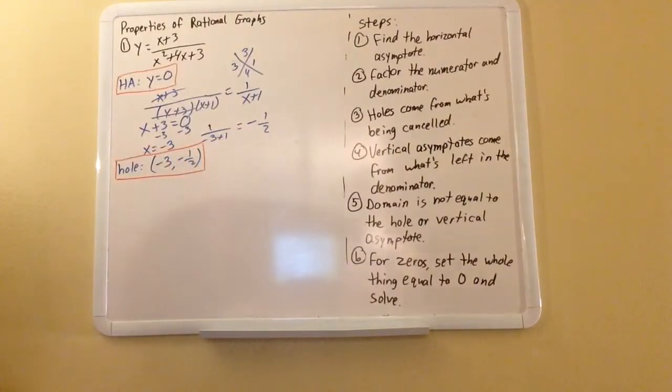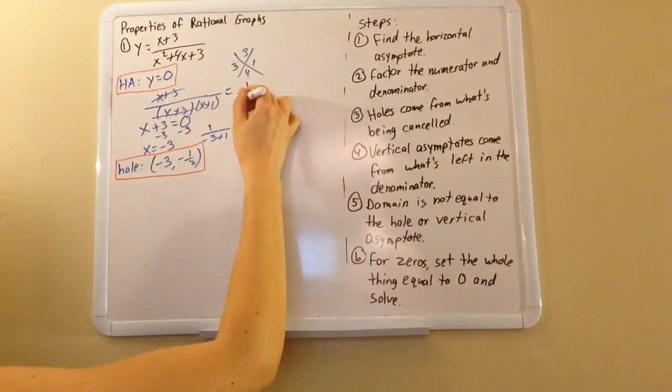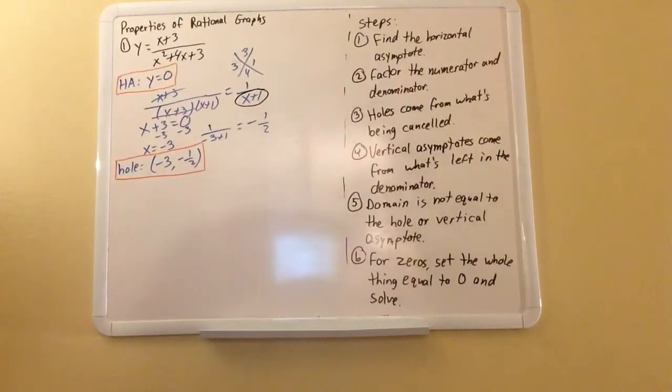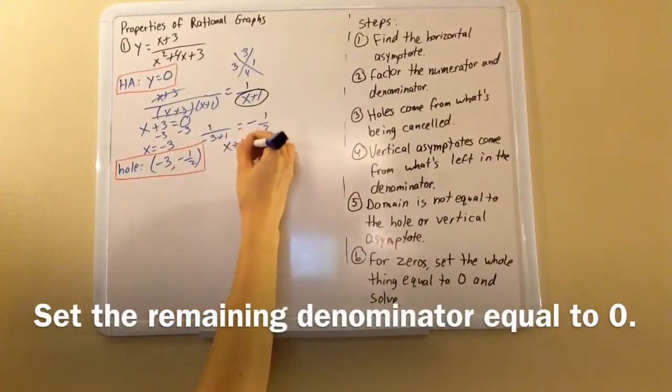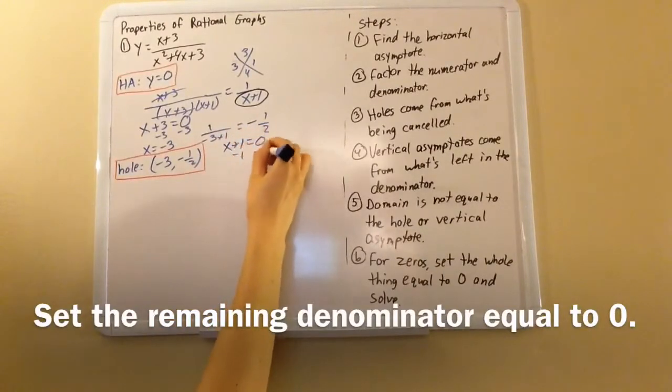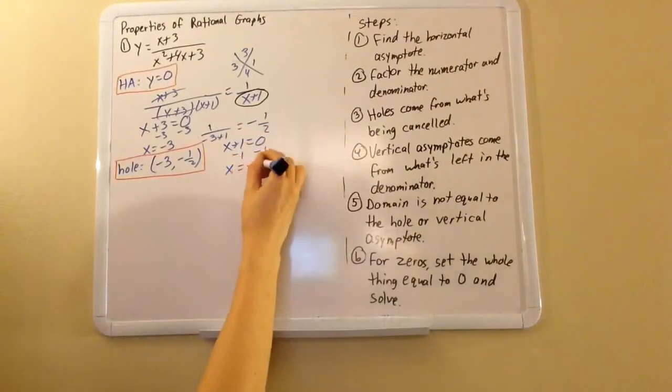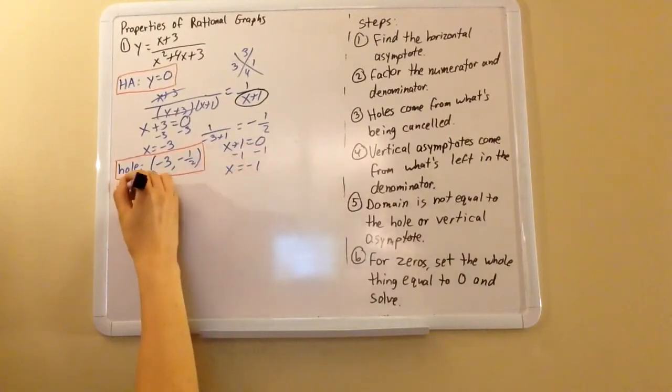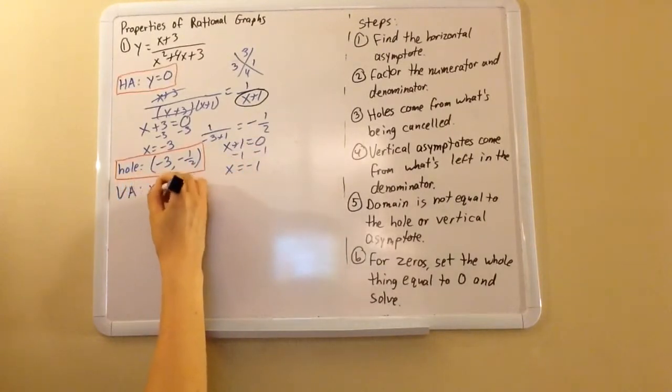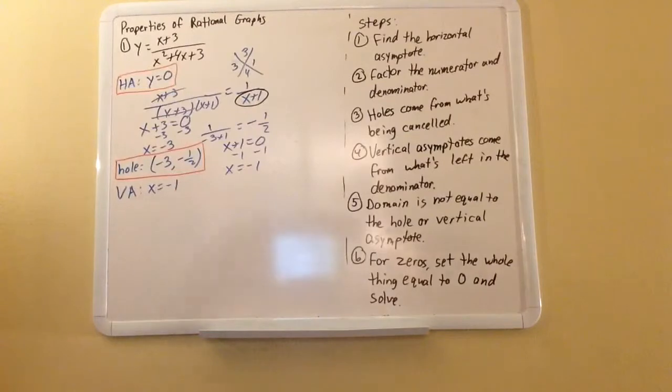Now I'm going to do the vertical asymptote. Remember, the vertical asymptote is what's left in the denominator. So if I look at that, this right here, that's what's left in the denominator. So I'm doing pretty much the same thing I did for the hole. I'm doing x plus 1 equals 0. Subtract 1 from both sides, I get x equals negative 1. This is my vertical asymptote. Okay?